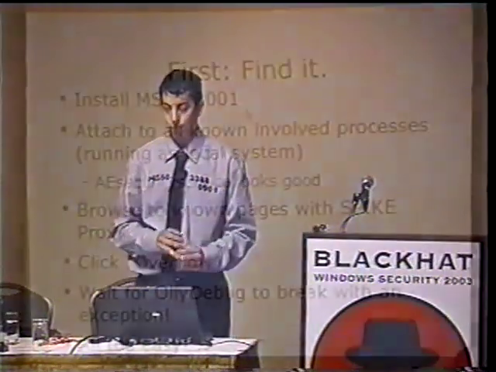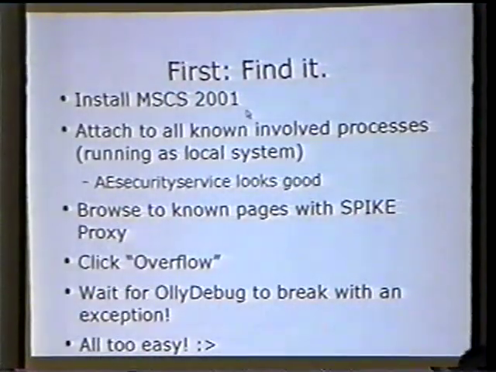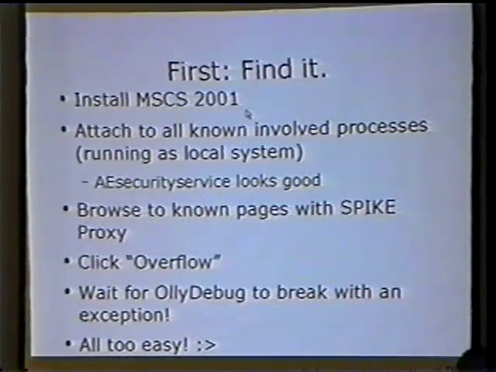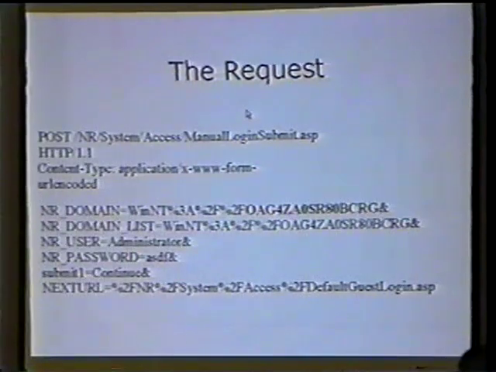Anyway, so I have this program called Spike Proxy, which takes small strings and makes them bigger in the context of a web application. It does that fairly well. You click overflow after browsing around on the content server pages, which you can see via the IIS MMC plugin. And you wait, and OllyDebug breaks, and that's where the overflow is. And the bolded part, I bolded. If you can see it, it's the actual machine name. That's the first overflow that you find.